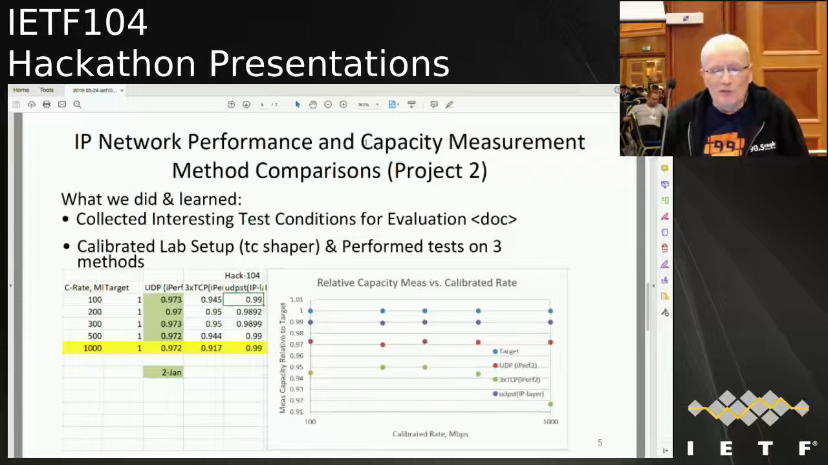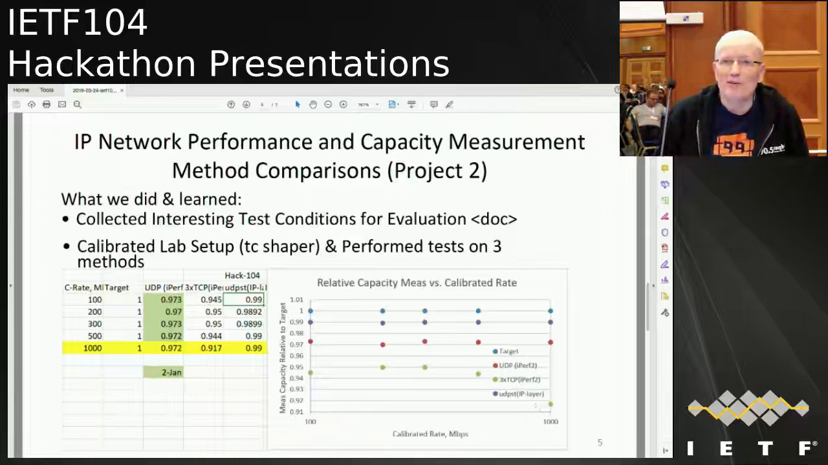But the key story is right here at the bottom, where basically TCP is kind of running out of gas at the 1 gigabit range in the 200. So we're cutting it off here, and that's a story you can come and hear more about later this week. Thanks.